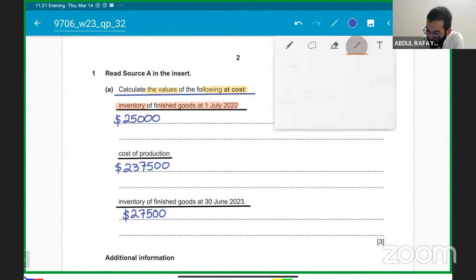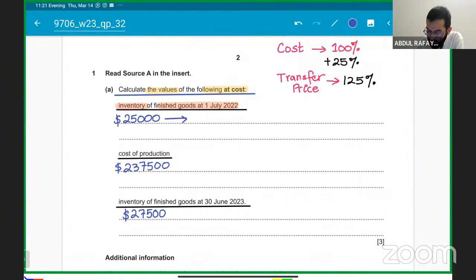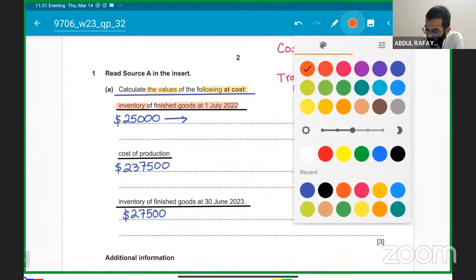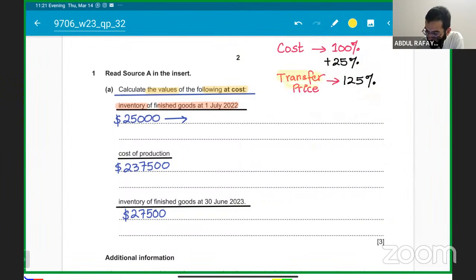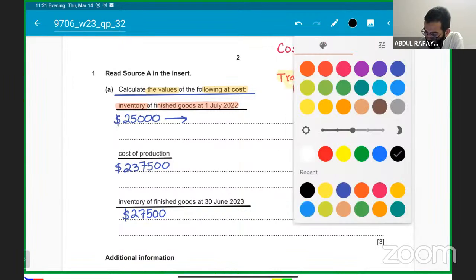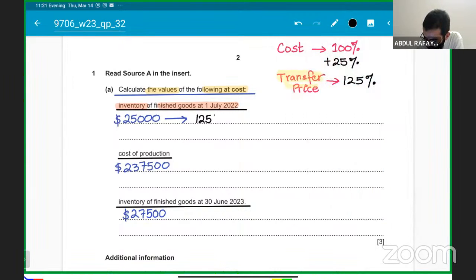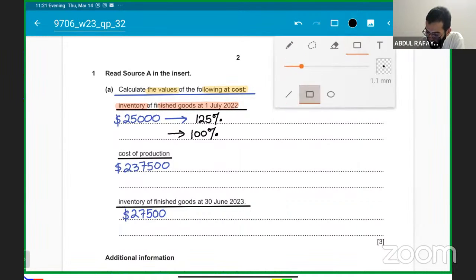Always remember, it's very simple for each of them. So 25,000 is what, anyone? Is it cost or transfer price? 25,000 is the transfer price. We already know that this is the transfer price, so 25,000 stands for 125%, and you only need to get the cost value, which will be at 100%. Apply ratio mathematics: 25,000 multiplied by 100 divided by 125. I am getting that as 20,000.